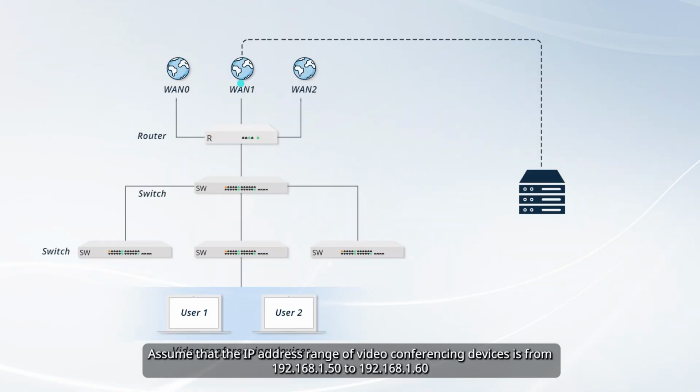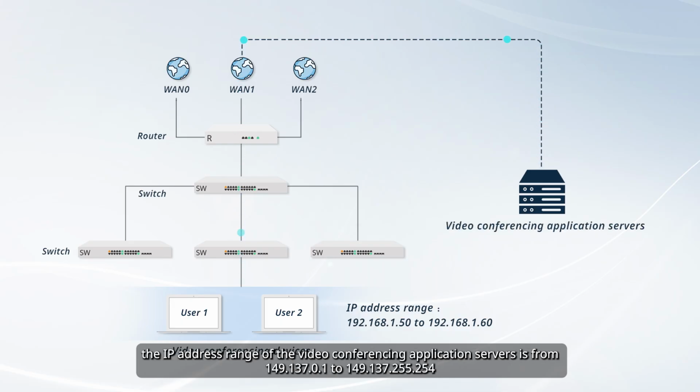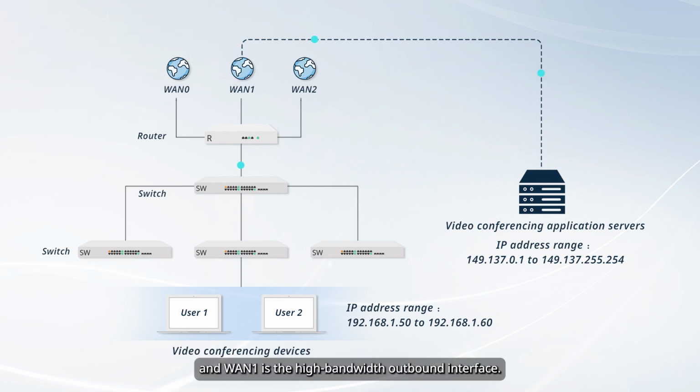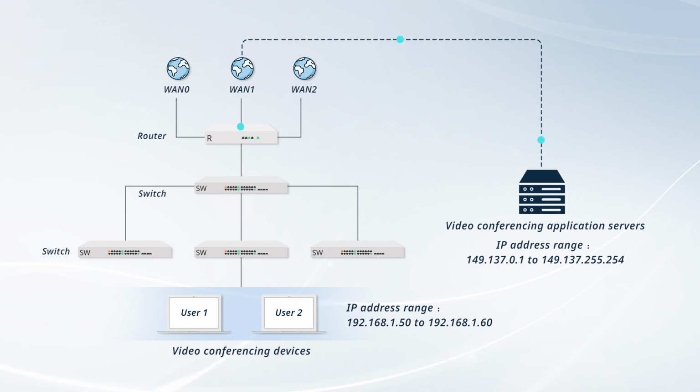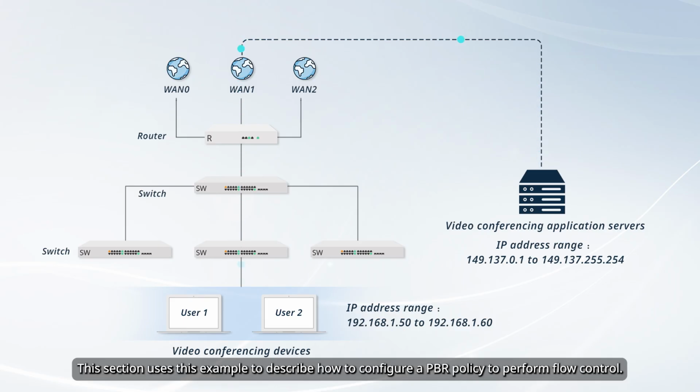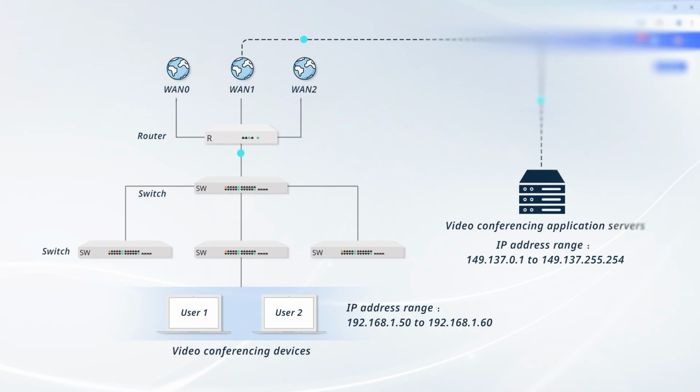Assume that the IP address range of video conferencing devices is from 192.168.1.50 to 192.168.1.60. The IP address range of the video conferencing application servers is from 149.137.0.1 to 149.137.255.254. And 1.1 is the high bandwidth outbound interface. This section uses this example to describe how to configure a PBR policy to perform flow control.